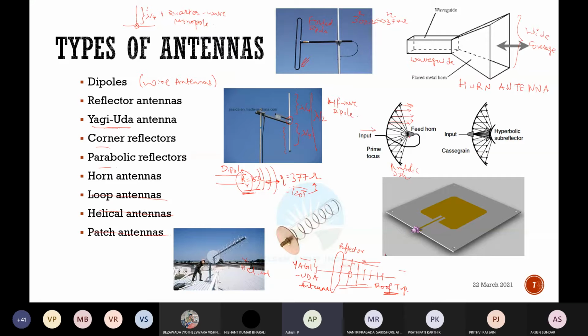Sometimes the direction of this horn is kept this way, so it is called a corner reflector. This horn is kept in such a way that its radiation falls this side like this. Once they are reflected, they go above in this direction to the satellite.